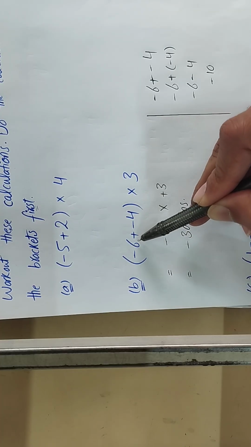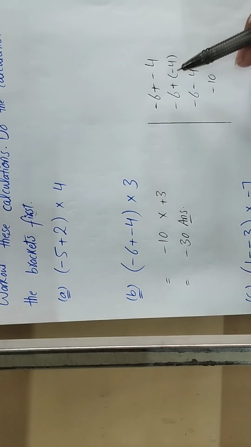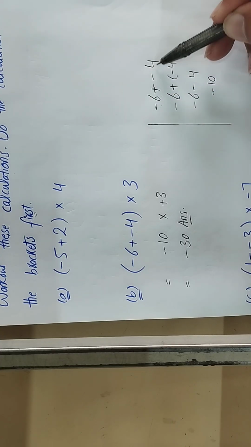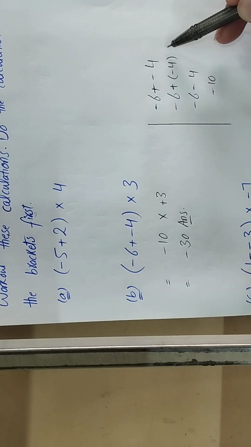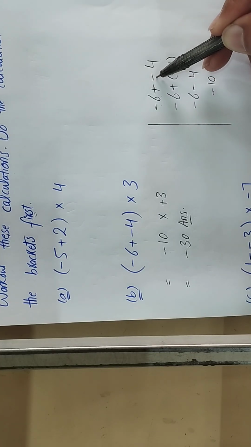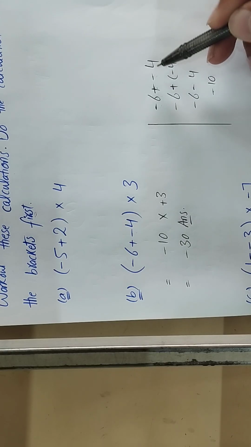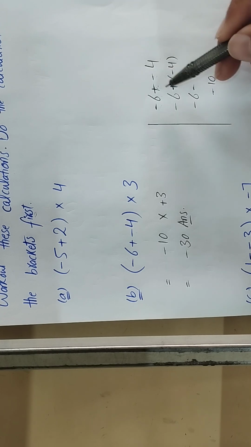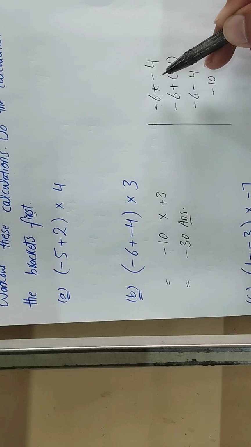So take this calculation, minus 6 plus minus 4. Now you can see minus 6 is a negative integer here, minus 4 is a negative integer here, and plus is an operator here. Since there are two signs, one is the operator and one sign belongs to the integer. Now when the two signs appear together, integer and operation, you know that we put a bracket on the integer to make it separate from the operator.